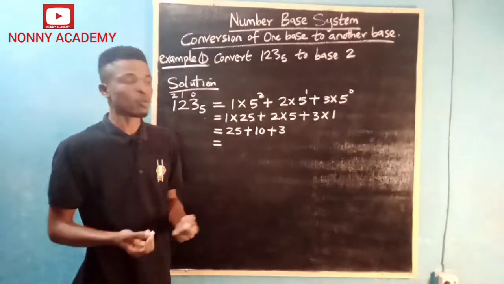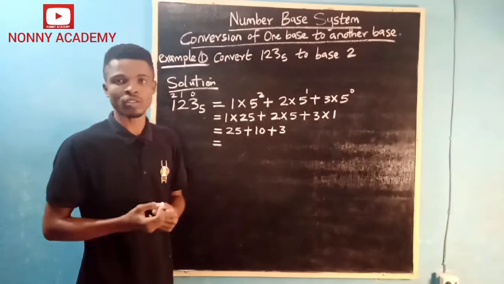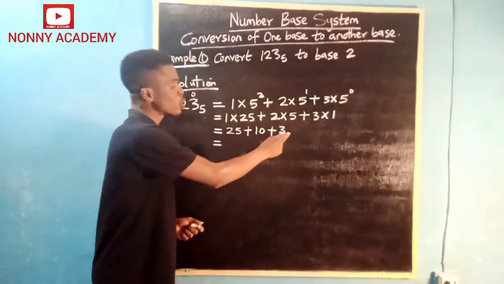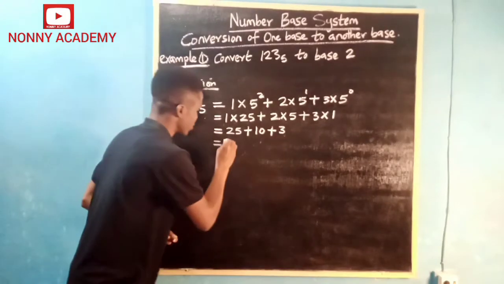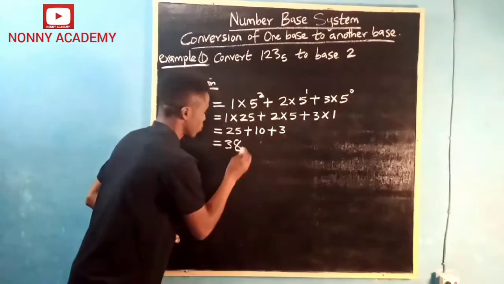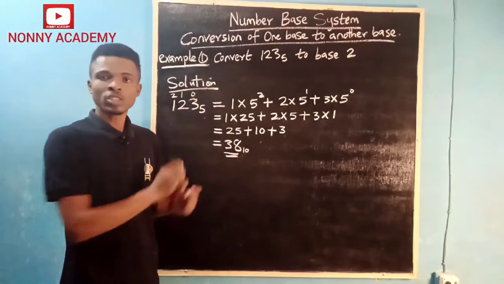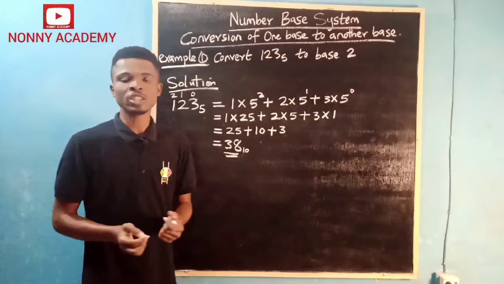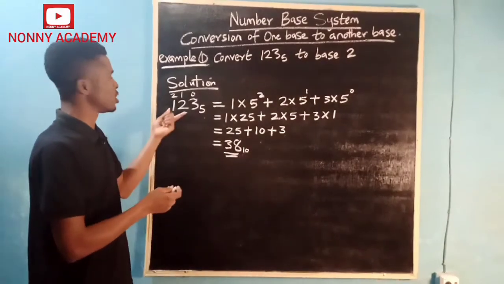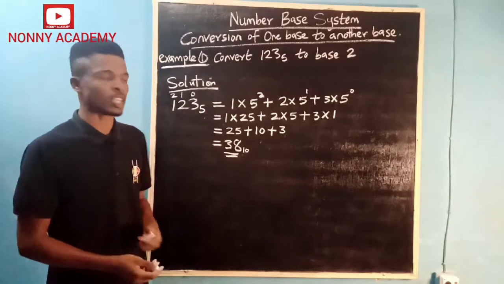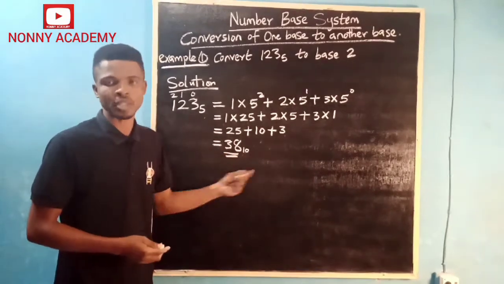Then lastly, I will add up all the values together. 25 plus 10 is 35. 35 plus 3 is 38. Then I put the base 10. This is the first step. What I just did is to convert the digits 1, 2, 3 from base 5 to a number in base 10, which is 38 base 10.